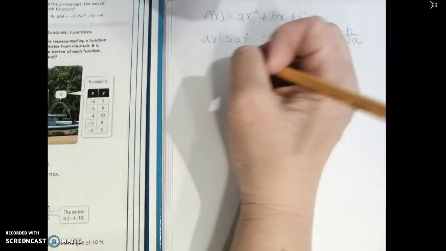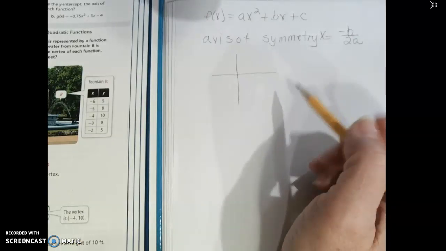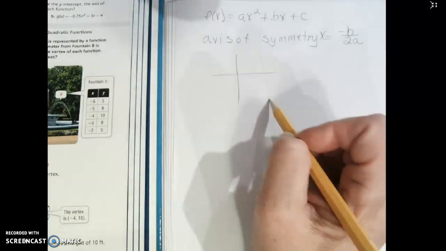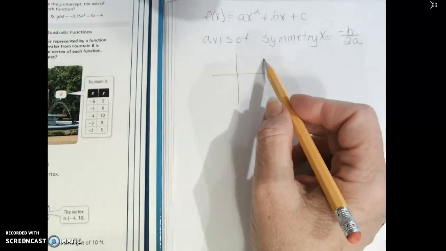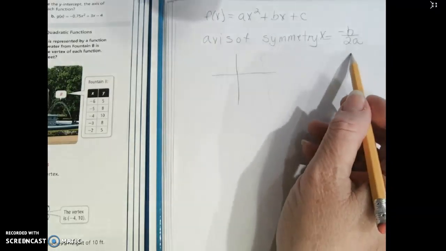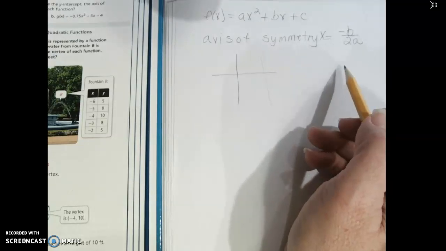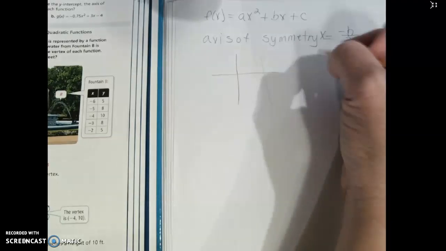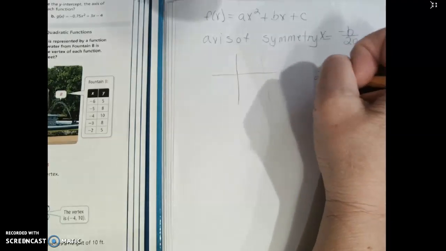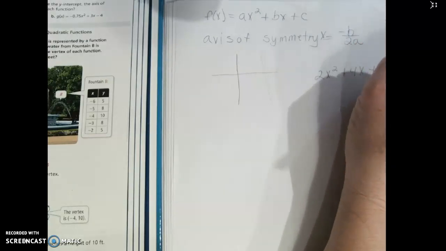And the reason it's x equals is, keep in mind, if this is our graph, the axis of symmetry is a vertical line. Always a vertical line, which means it has to be x equals something. So it would be the opposite of b over 2a. I'm going to go ahead and use a problem as an example. If I have 2x squared plus 4x plus 3.